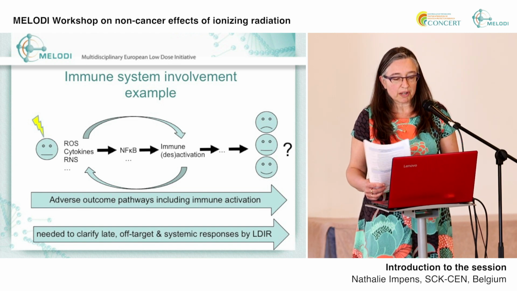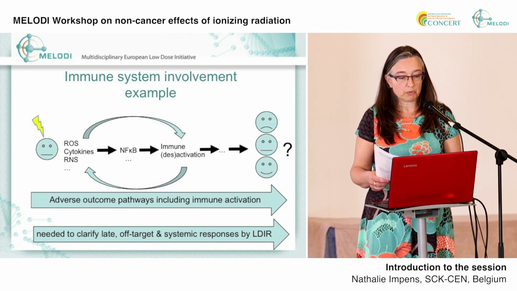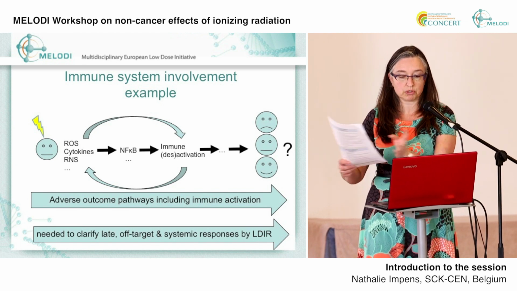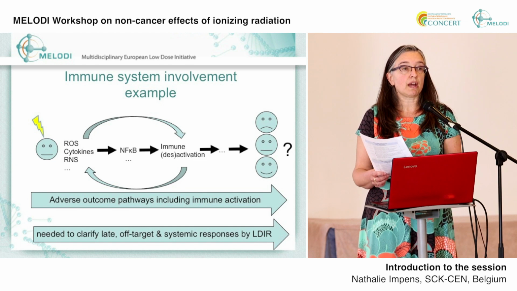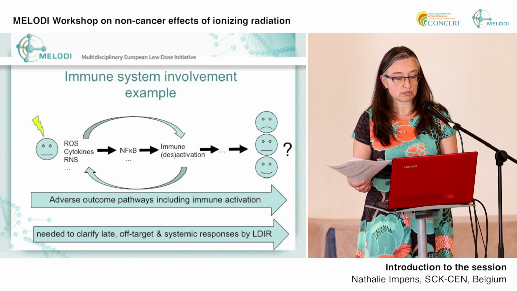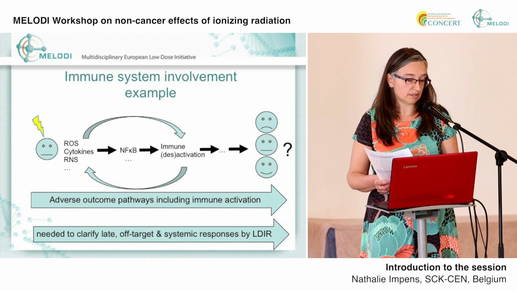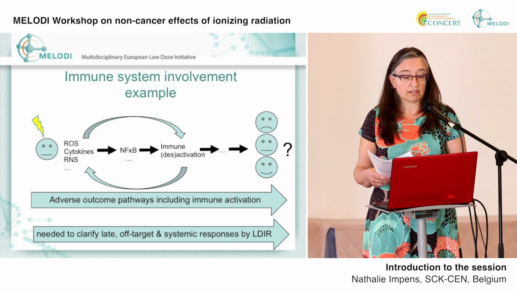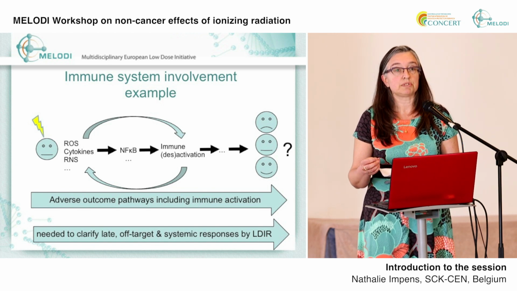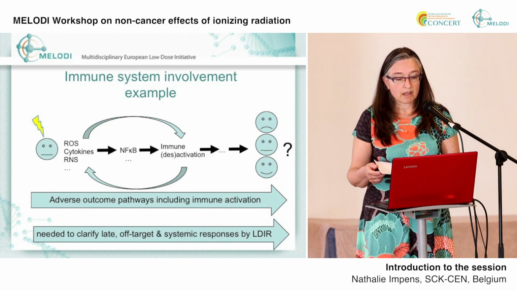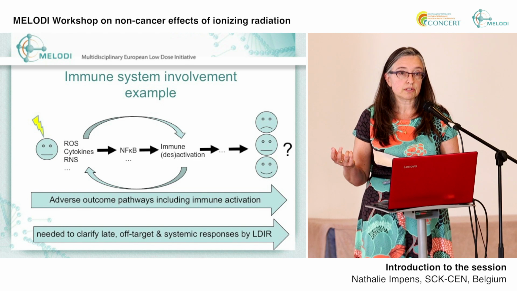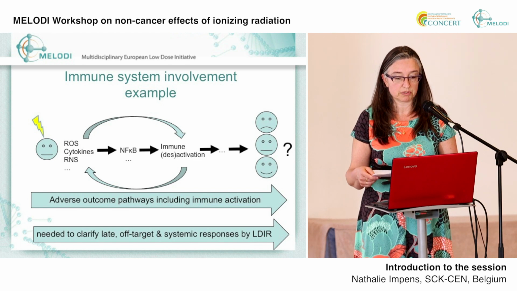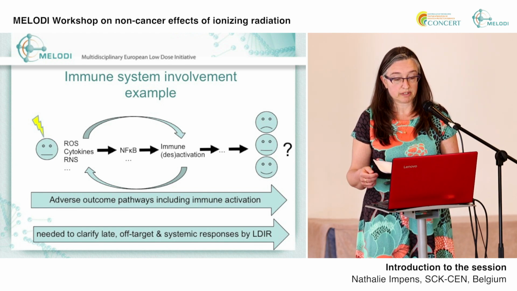Now, thinking about adverse outcome pathways, we can situate the immune system in this scheme from exposure to the outcome. First, we have development of ROS and cytokines that can be liberated, radioactive RNS. Then NF-kappa B is one of the molecules that can be produced by this. And this can lead to immune activation, but the immune system has a pivotal role, and we will see this probably also in some of the talks, also immune deactivation.